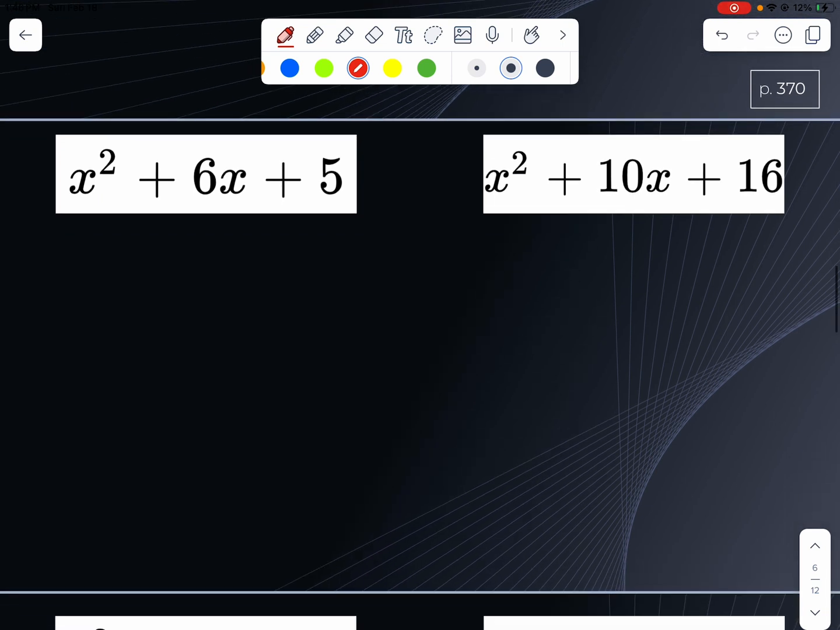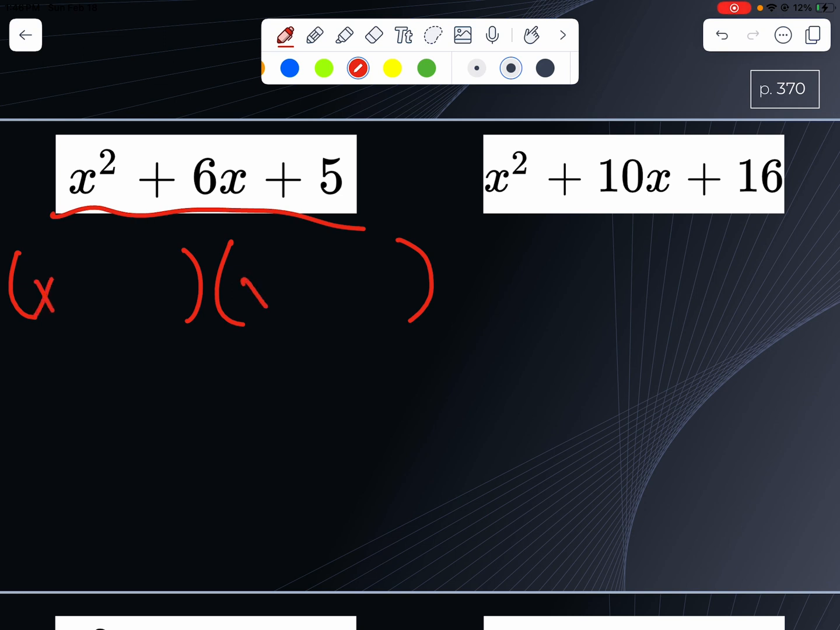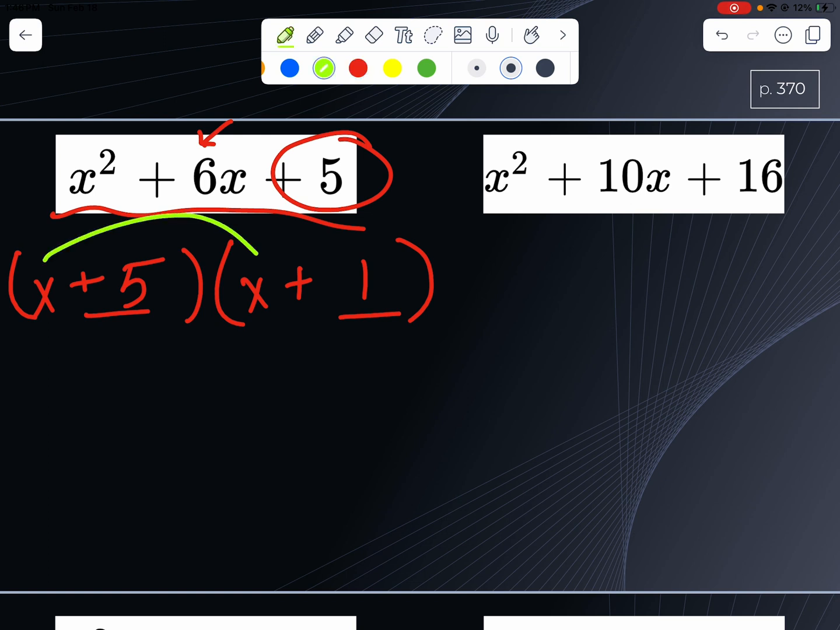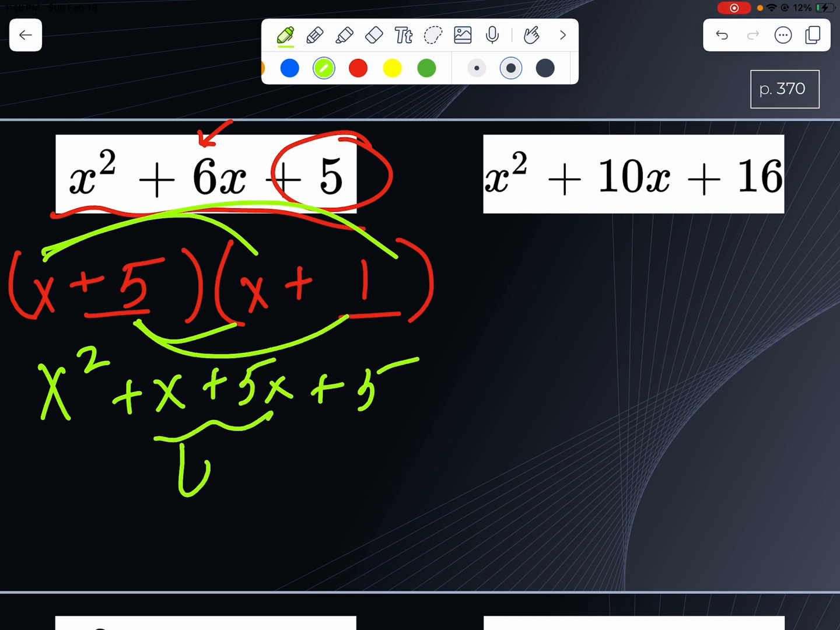Here's an example. If we take this first one, and we need to write this in factored form, I first set up my two sets of parentheses. For right now, I'm always going to start out with x and x. Now, I've got to figure out what two numbers I can multiply to get 5 and add to get 6. Those are the numbers I'm going to use. Well, 5 times 1, plus 5 plus 1. Those are going to multiply to give 5, add to give 6. If I were to FOIL this back out, then I would get that 6x in the middle, and everything else would be all set. Let's try another one.